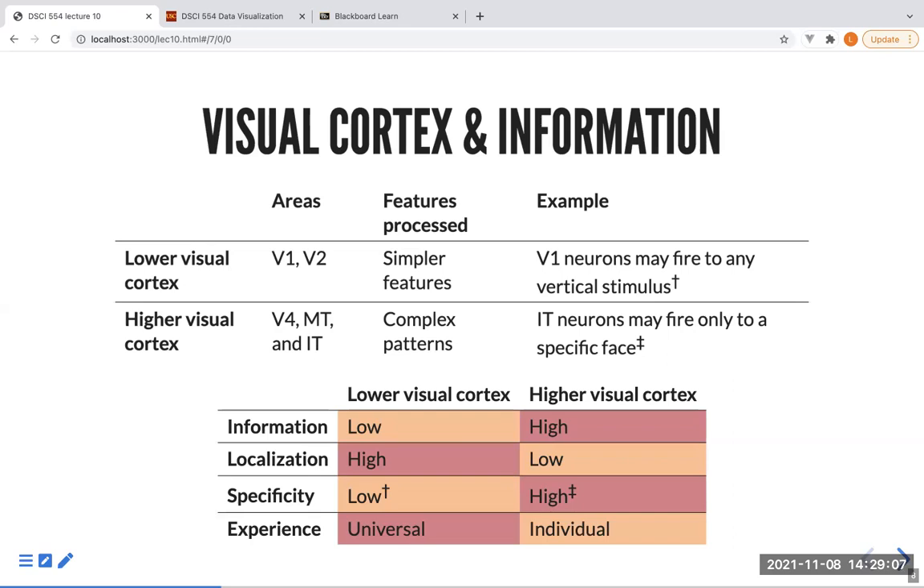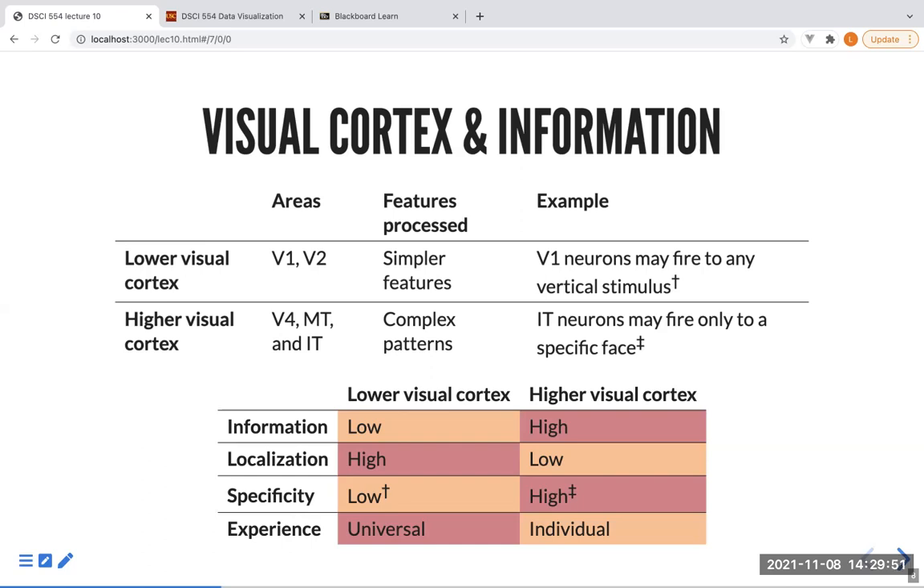In terms of how localized the features that are seen are, in the lower visual cortex, the line is very well localized. You're going to know exactly where it is. For the face, we don't really care how well the eye is localized. What we care is that this is the face of X, and both his eyes are there. And either he wears glasses or not, but that's about it. So the localization is high in the lower visual cortex, but it's not that good in the higher visual cortex.